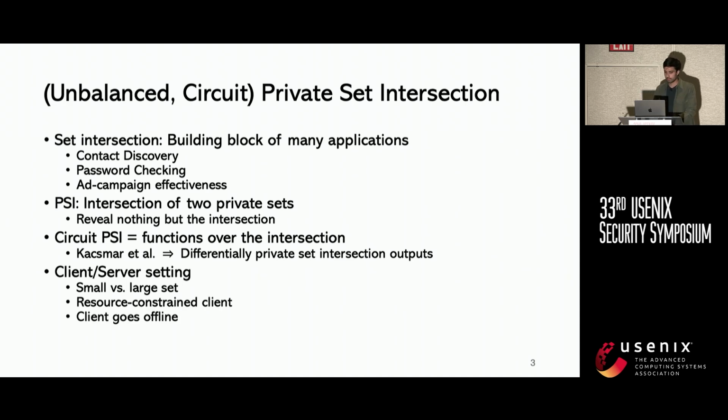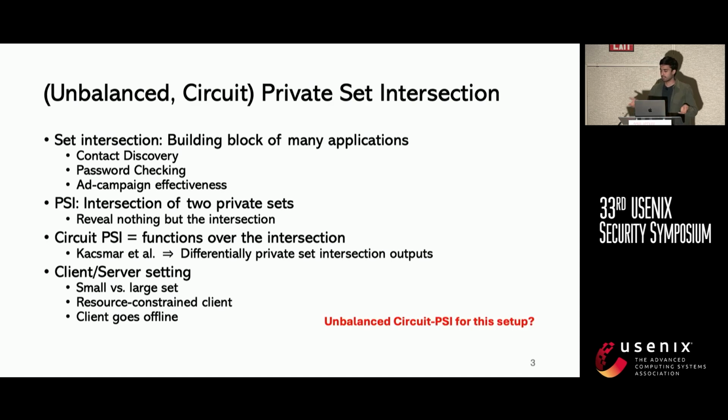On top of that, the kind of setting that we're interested in, because it's unbalanced and due to the examples we encountered, is imagining a client-server setting where you could have one entity which is, in some sense, more resource constrained, and also has a smaller set that wants to find the intersection with a larger set held by a server, which usually has more compute power. And so you want to take advantage of this imbalance, because the client may go offline. You can't rely on it to participate in the protocol as actively as the server.